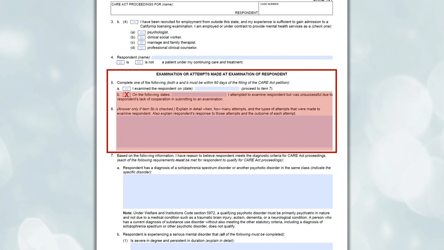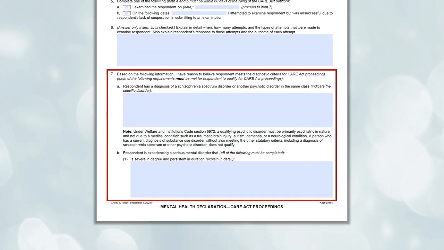If you selected that you attempted to examine but were ultimately unsuccessful, you will need to include additional information in item 6, which asks you to explain in detail when, how many attempts, and the type of attempts that you made. Also include how the respondent reacted to those attempts and the outcome. Item 7 asks you to provide information related to the diagnostic criteria for CARE Act proceedings, noting that each of the items must be met to qualify. Note that many of these items are also included in the CARE-100 form, but it can be indicated in that form that this information is provided here on the CARE-101 form instead.